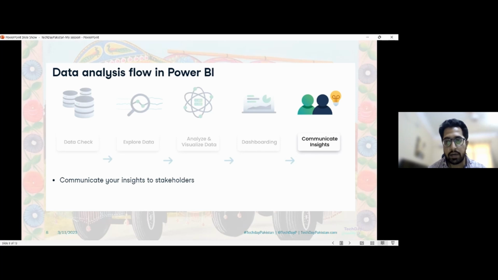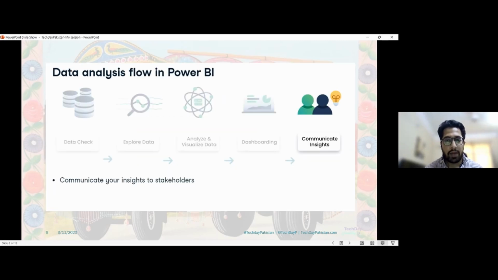The communication part comes last, but it's one of the important steps where we need to let them know the key insights and how they can take specific steps when it comes to making business decisions particularly. So that's an overview of how we can approach data in Power BI, develop insights, and then move into dashboarding and communicating it to the teams.